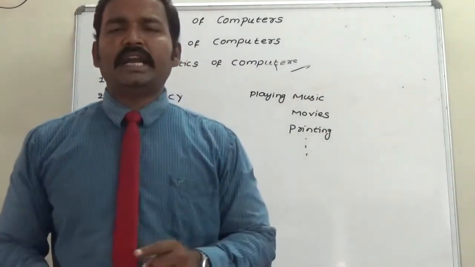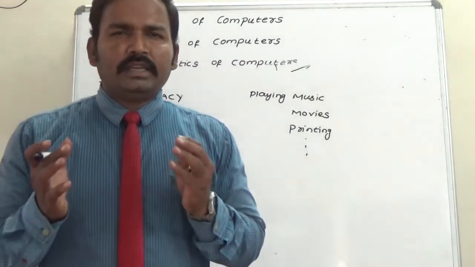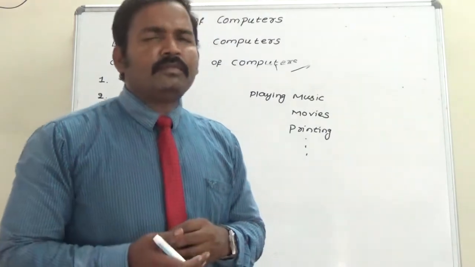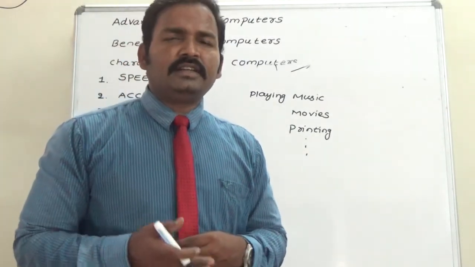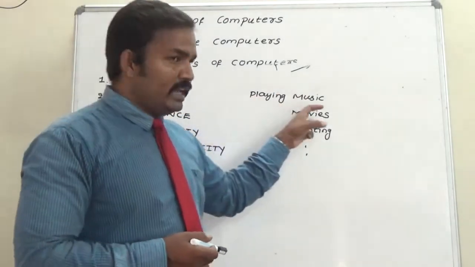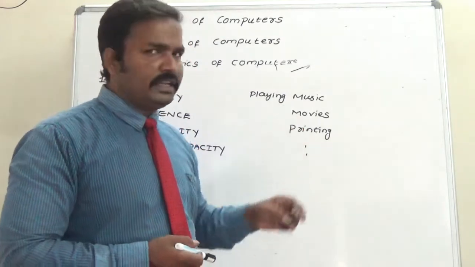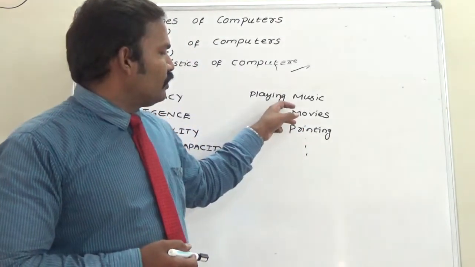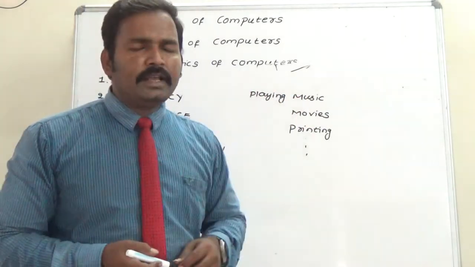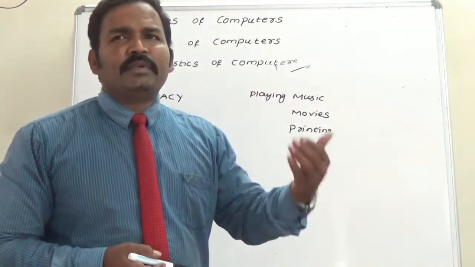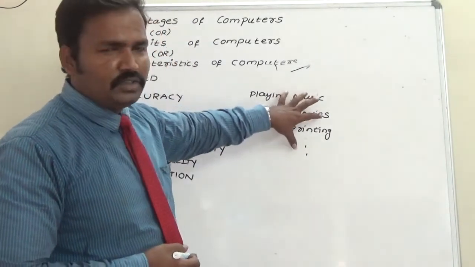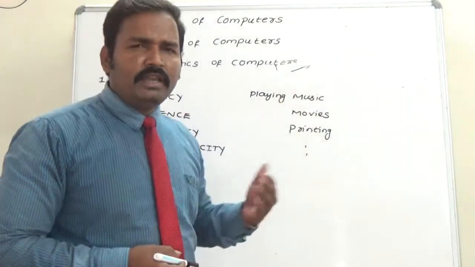Computer can perform many kinds of jobs. Not only does it process the data, other than processing the data, it can perform many kinds of jobs. What are they? Playing music, movies, printing. So in a computer we are able to play music, we are able to play movies, and we can print the documents also. These are the jobs performed by computer.